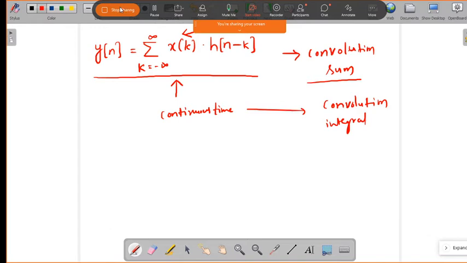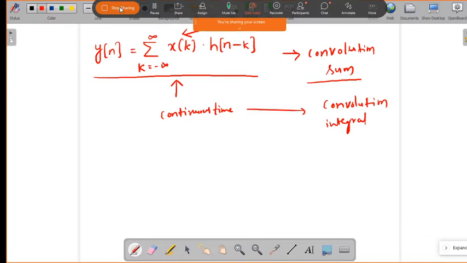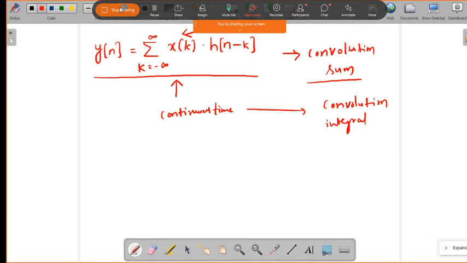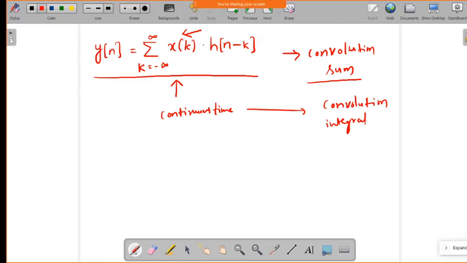Hello. Yes, sir. So, is it understood how we get this convolution equation? Yes, sir. Okay. So, now this will be called the convolution sum, and if you take it in continuous time, which we will discuss later, that will be called the convolution integral.